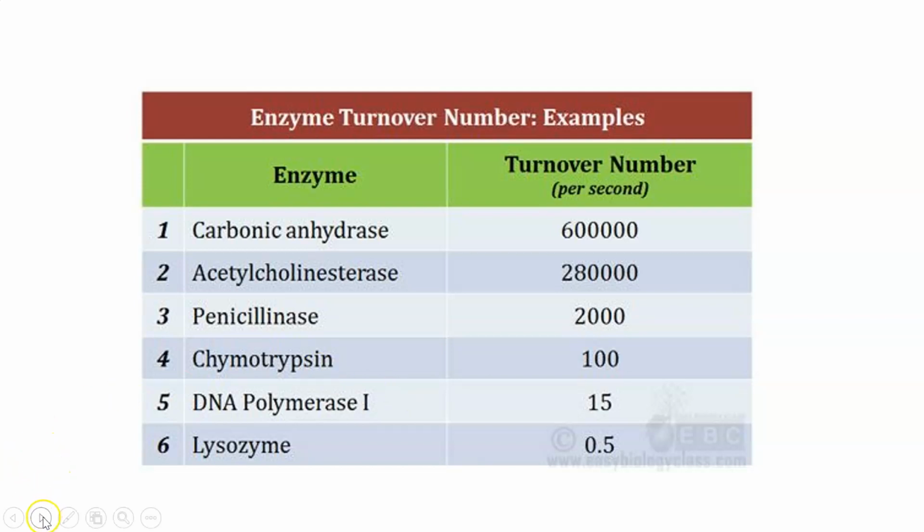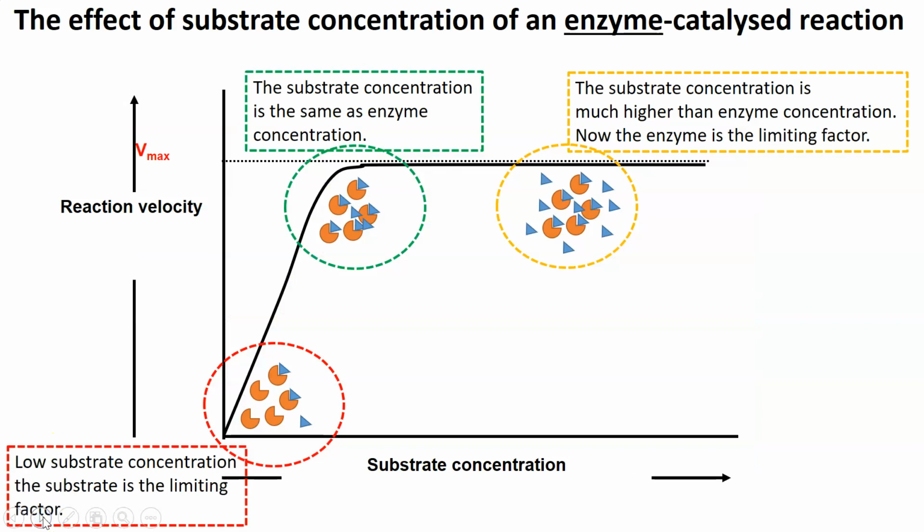Right then. Just look at the substrate concentration again of an enzyme catalyzed reaction, and let's break this graph into its constituent parts. At the proportional part of the graph, there's lots of enzyme present, and there isn't enough substrate. So in other words, there's lots of spare capacity here for the enzyme. It can deal with a lot more substrate.